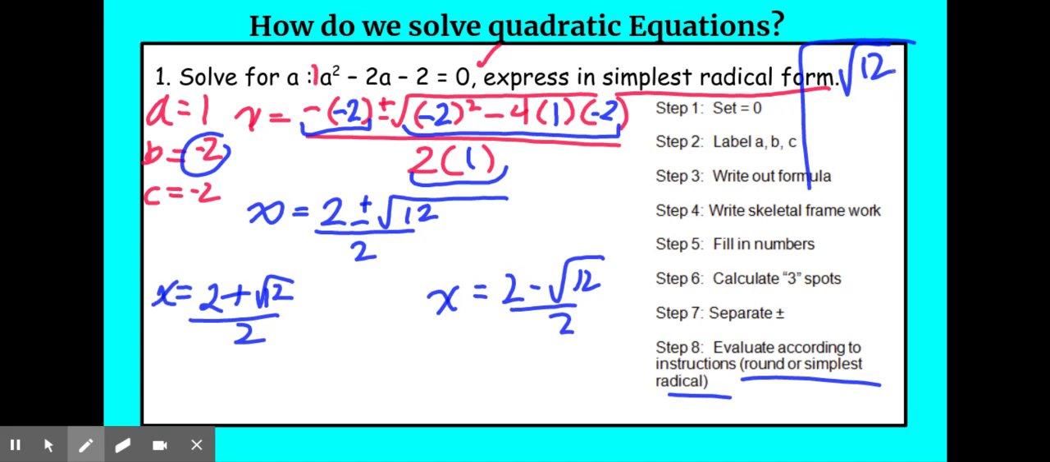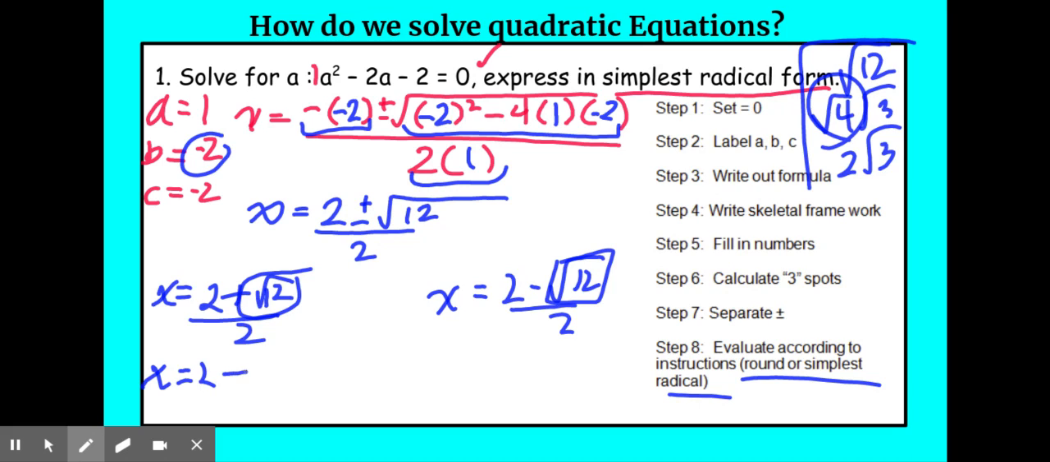We're going to divide backwards. First perfect square to try for 12 is 9. 9 does not go into 12. Next perfect square is 4. Yes, 4 does go into it, and you get 3. So the 4 turns into a 2, and the 3 stays. So what we're going to do is replace all the radical 12s with 2 radical 3. So I get x equals 2 plus 2 radical 3 over 2, and x equals 2 minus 2 radical 3 over 2.